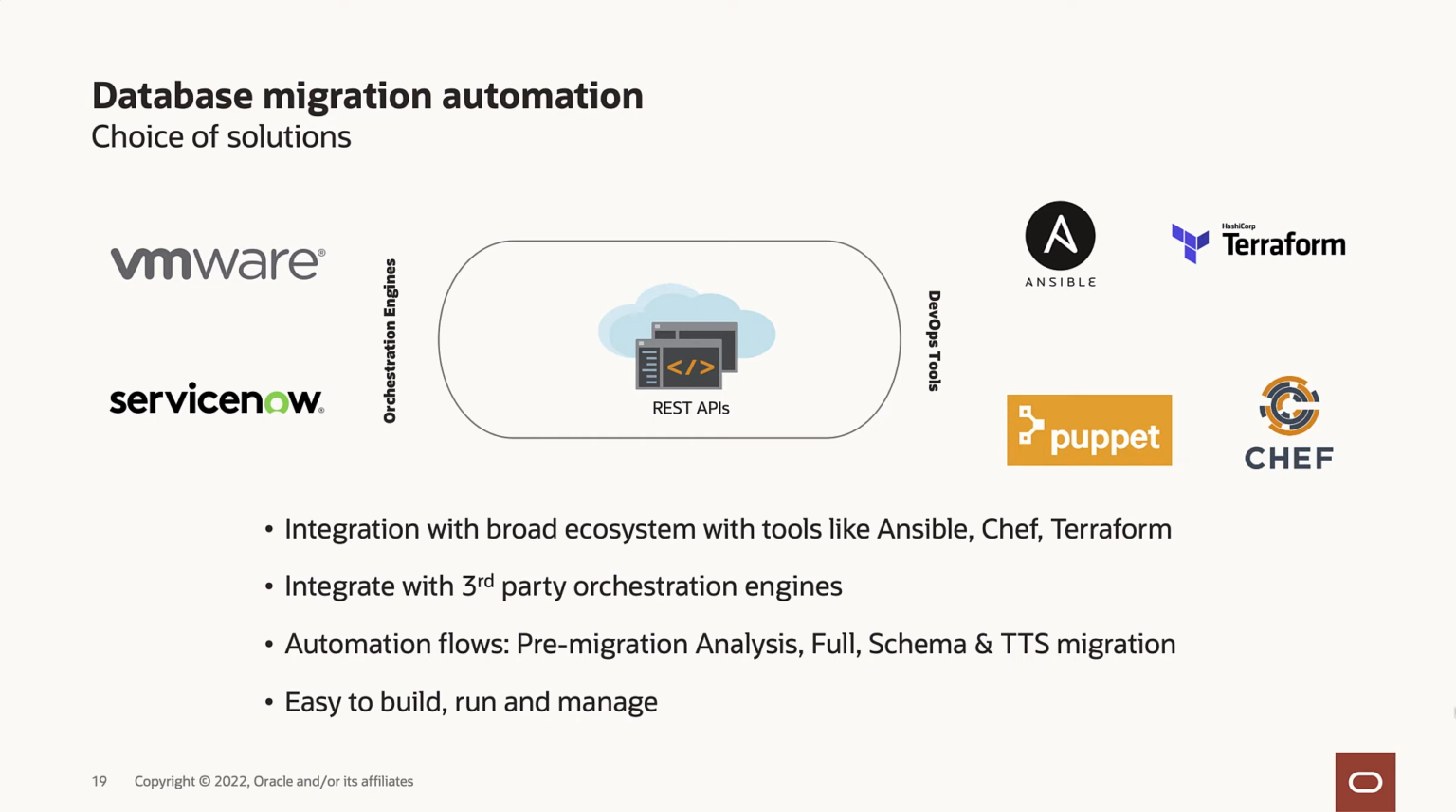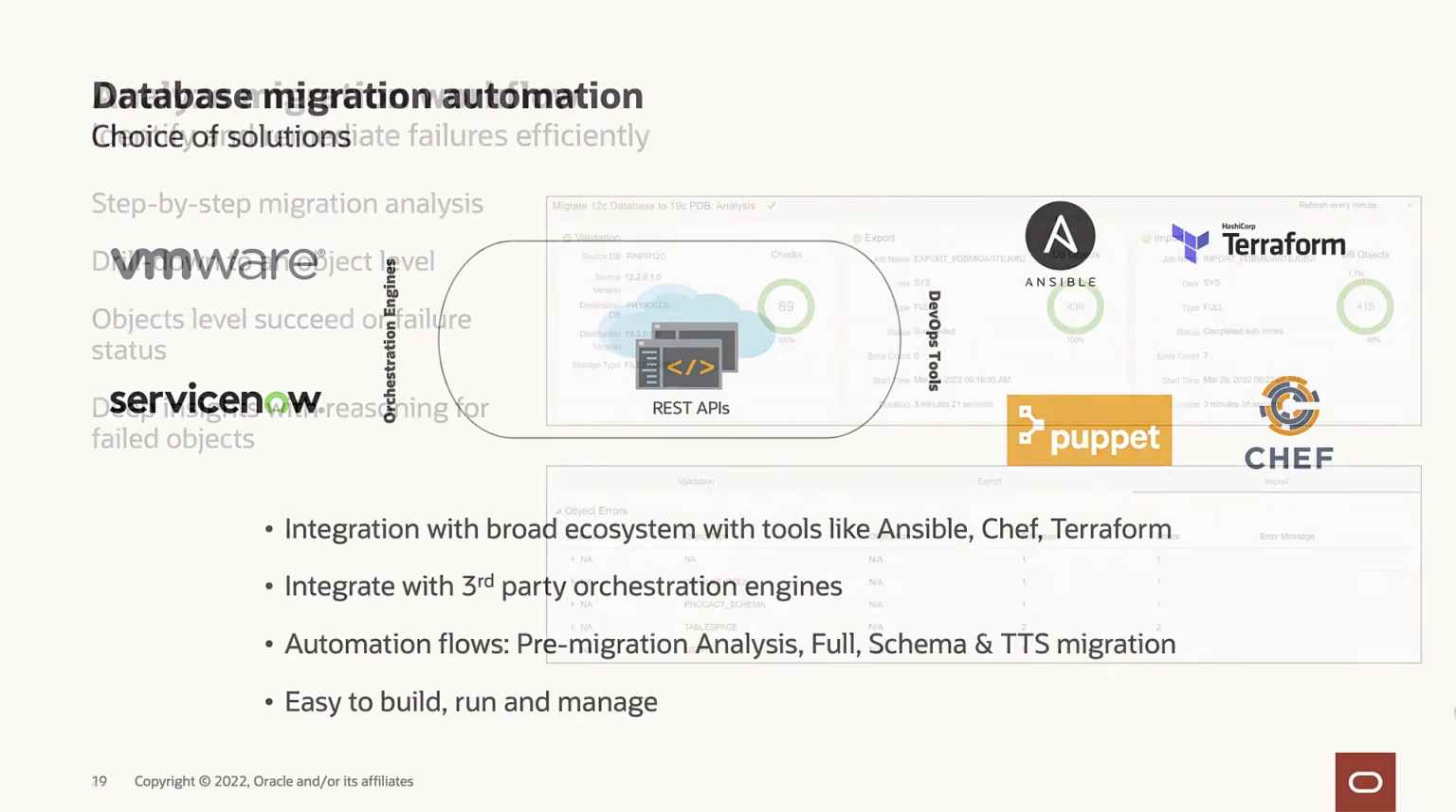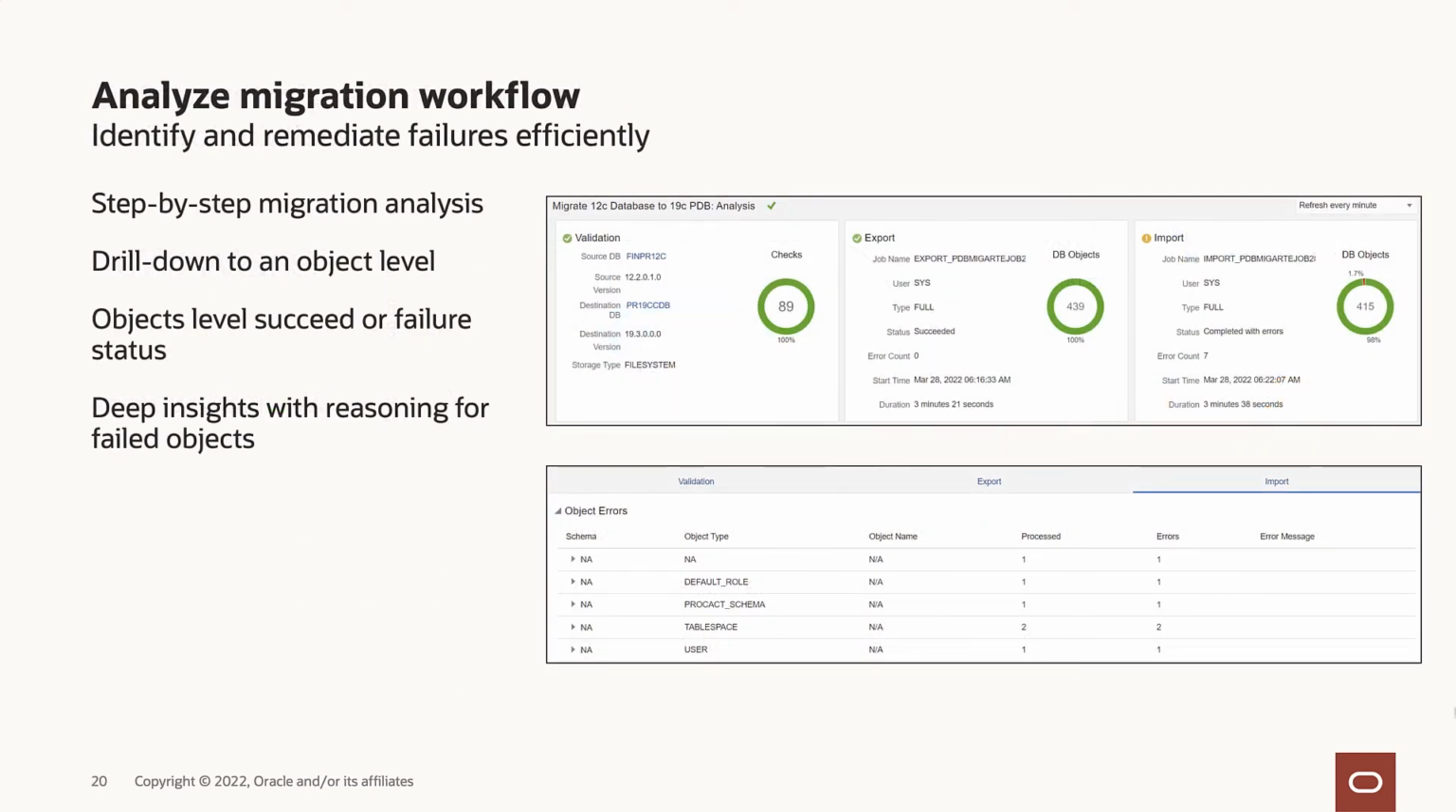Now the migration phase is completed and you enter the analyze phase, where you can do step-by-step analysis of the migration. Once the final database migration job completes, you can view analysis of before migration validation checks, which are already carried out, overall status of export and import activity, and errors and warnings which are reported during the export and import phase. For any failed objects, you can get more insights and reasons why migration failed for specific objects.